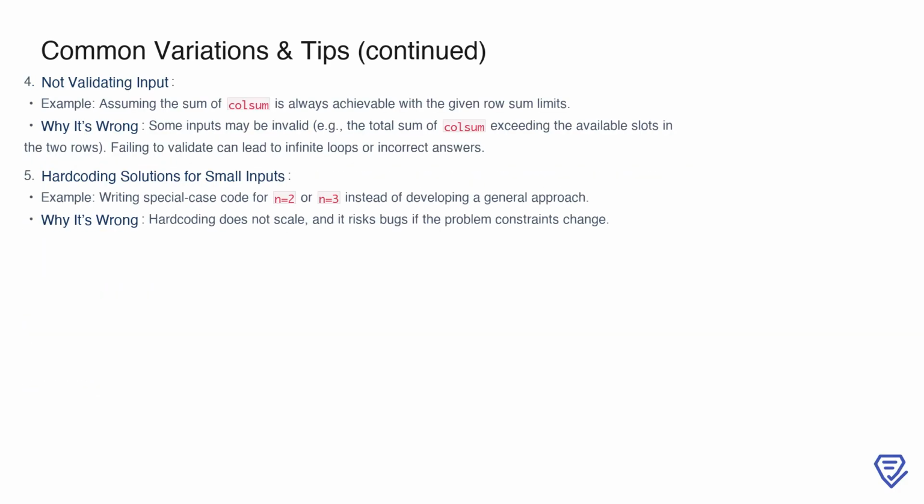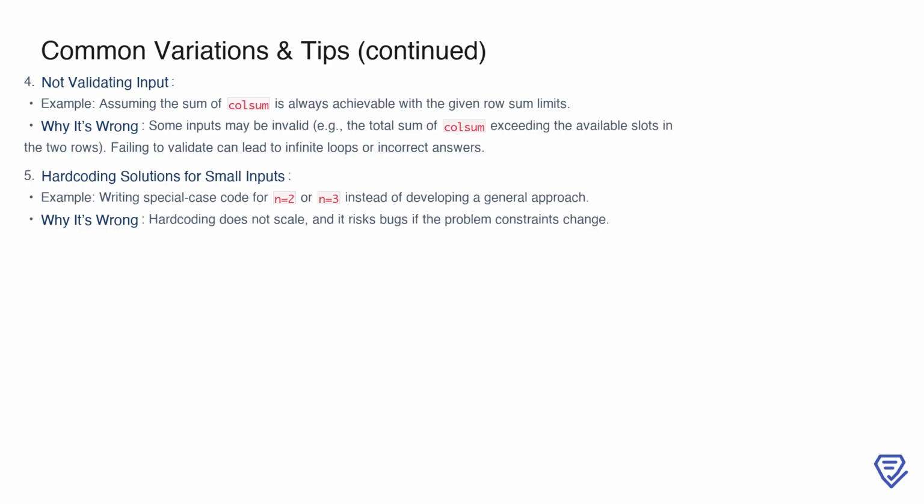Another important point is validating the input. Some solutions assume that the sum of colsum is always achievable with the row sum limits, but that's not guaranteed. For example, if the total sum of colsum exceeds the available slots in the 2 rows, the input becomes invalid. Without proper validation, your algorithm could enter infinite loops or return incorrect results.